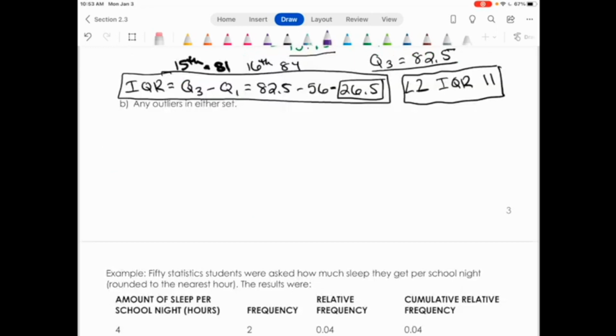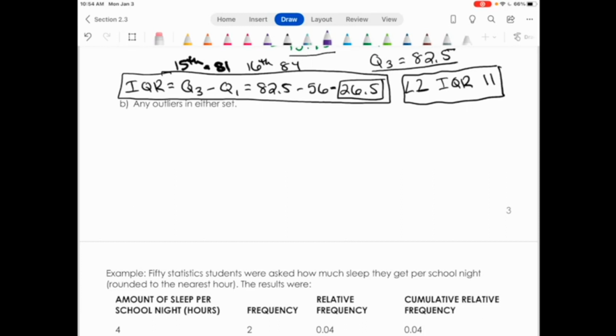In part B of this example, we are looking for any outliers in either of the two sets. In general, an outlier is any data value that falls way above or way below the majority of the data values. Usually you can spot it pretty quickly when you're looking at a data set, if it's a small enough data set. For example, if we had a list of test scores and the majority were in the 60s, 70s, and 80s, and then you spot one test score that is, say, a 21, that test score of 21 lies way below the majority of the data values. So that would be considered an outlier.